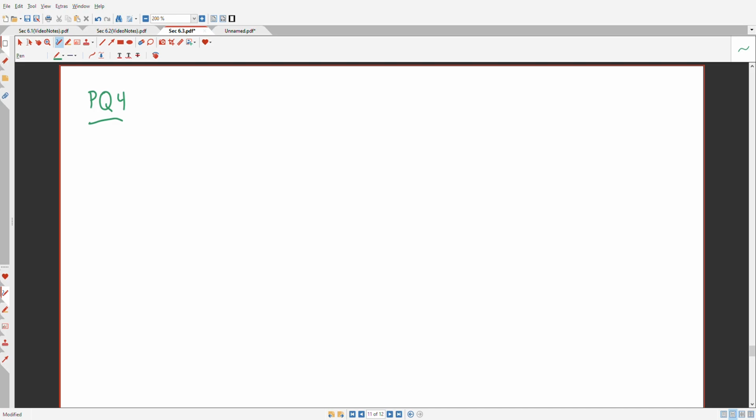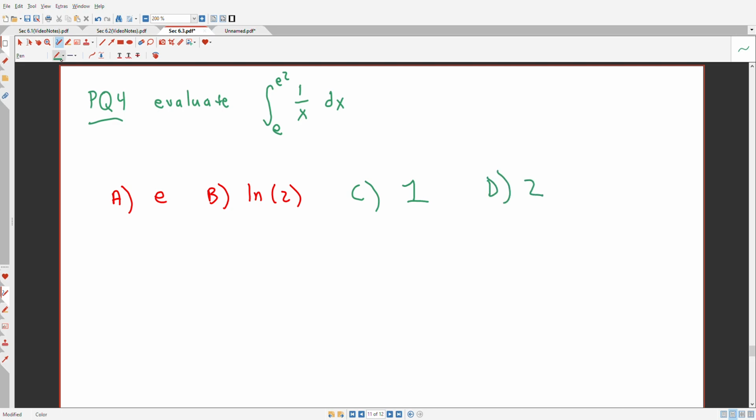So popper question 4. Let's try, evaluate the definite integral from e to e squared of 1 over x dx. Is it answer choice A, e? Is it answer choice B, the natural log of 2? Is it answer choice C, 1? Is it answer choice D, 2? And is it answer choice E, none of the above?